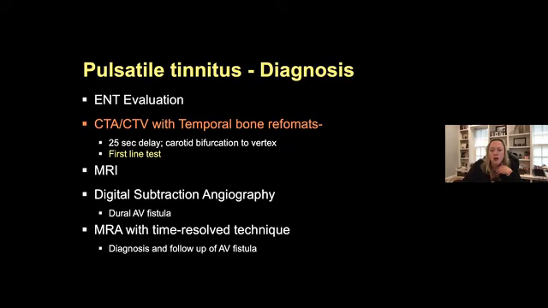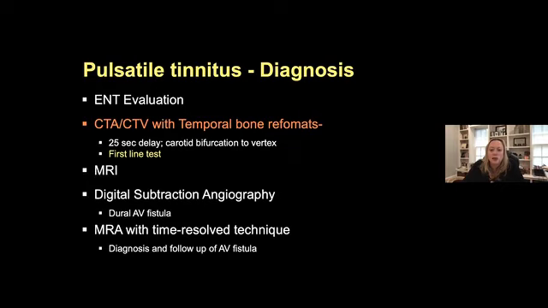So the diagnosis is typically confirmed with an ENT evaluation. They look in the ear for a hypervascular or other middle ear mass. They can do flow-altering maneuvers. They can see if the pulsatile tinnitus is extinguishable with venous compression, and then think that it's more of a venous etiology.